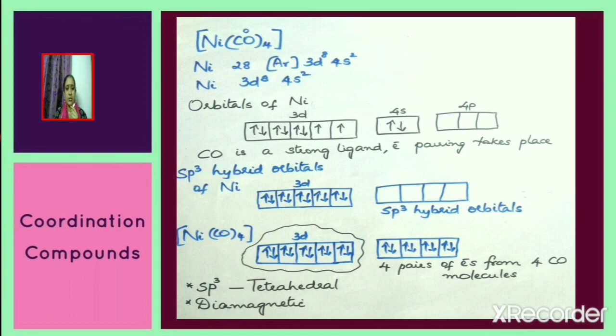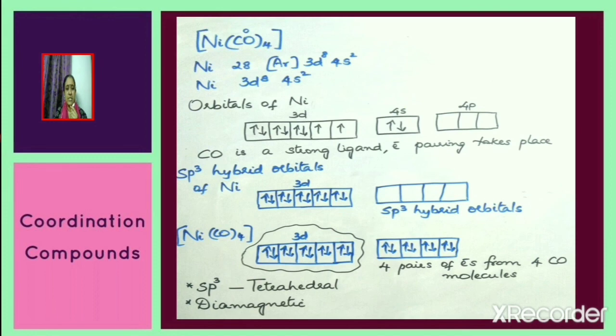Carbon monoxide is a strong ligand, therefore electron pairing will take place. 2 of the 4s electrons will be transferred to the 3d orbitals and thus pairing takes place. 4s and the 4p orbitals will be now vacant. 1 4s will mix with 3 4p orbitals to give 4 sp3 hybrid orbitals. 3d10 configuration of nickel is shown. Along with that, 4 empty sp3 hybrid orbitals are also shown.